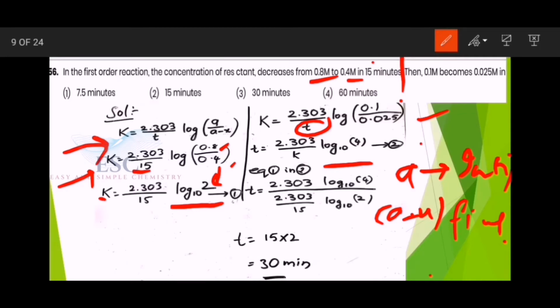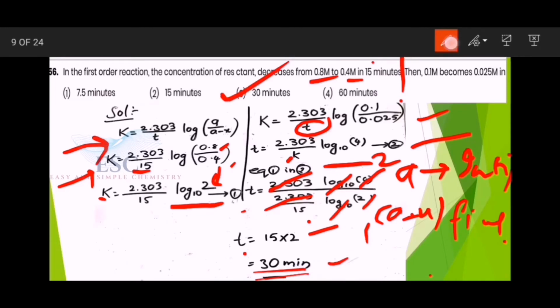So t is equal to 2.303 by k log 10 4. This is equation number 2 and this is equation number 1. Substitute equation number 1 in equation number 2, write the k value here. So t is equal to 2.303 by 15, cancel those terms, and log 10 cancels. 2 ones are 2, 2 twos are 15 into 2, that is 30 minutes. The correct answer is the third option.